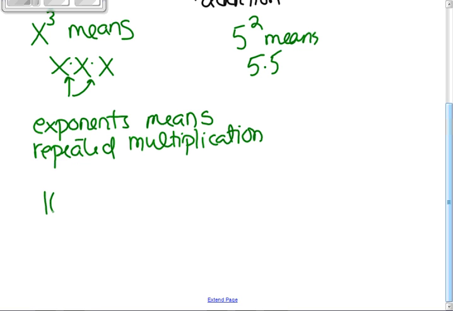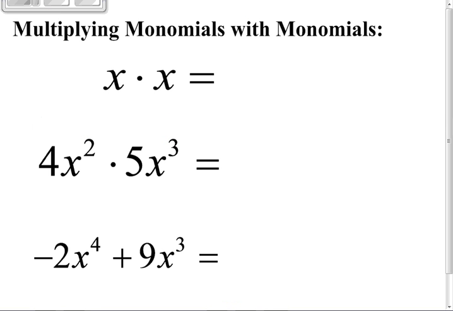So if I have 10 to the third power, what does that mean? 10 times itself three times. Do I want to write that out? No. You could. Now, this is repeated multiplication. How many x's are multiplied? Two. Do you see the difference? It's not x plus x. That would be 2x.